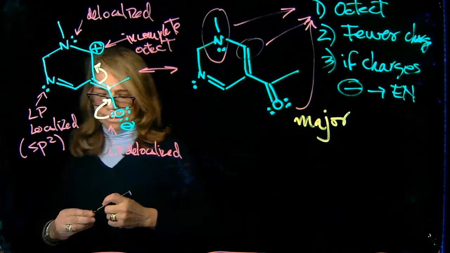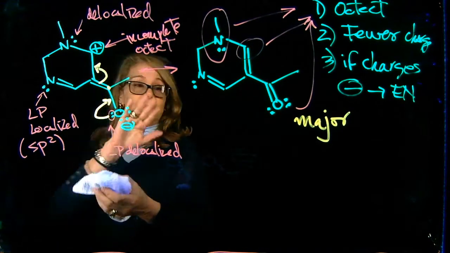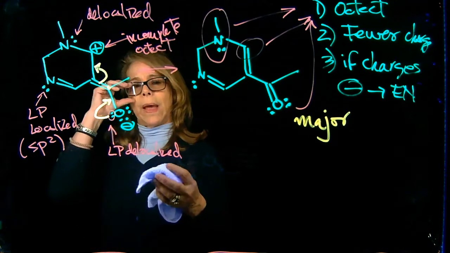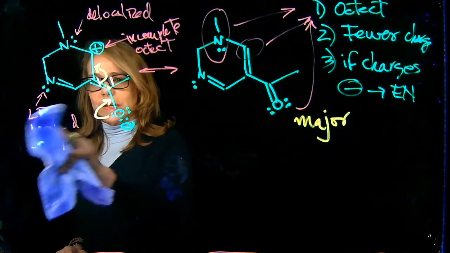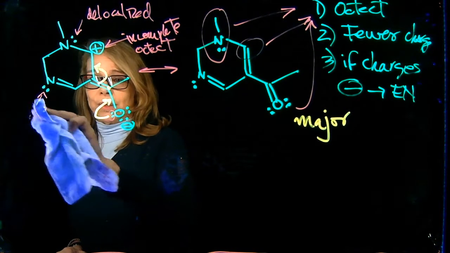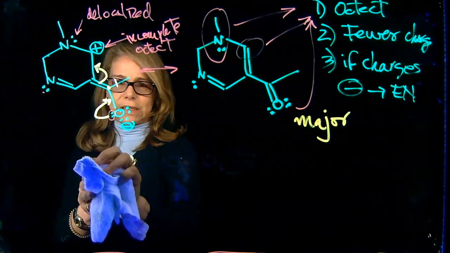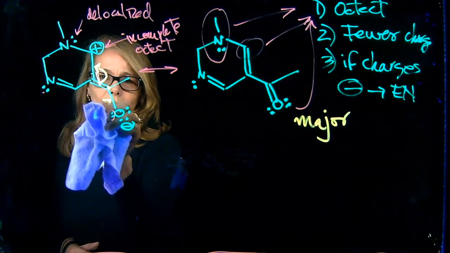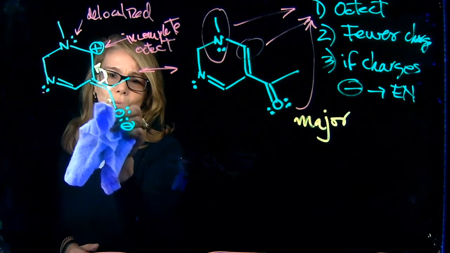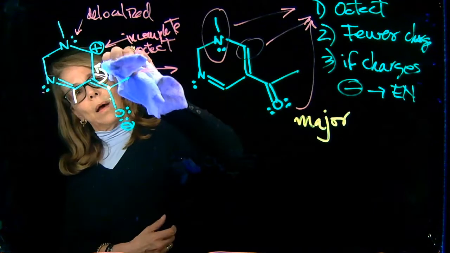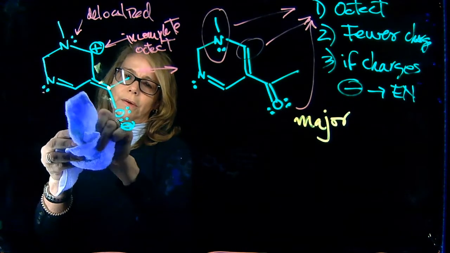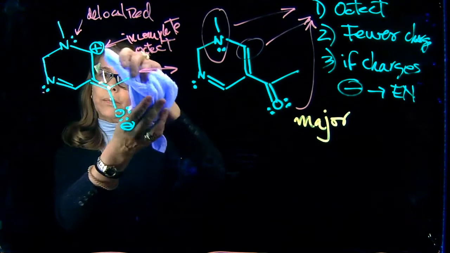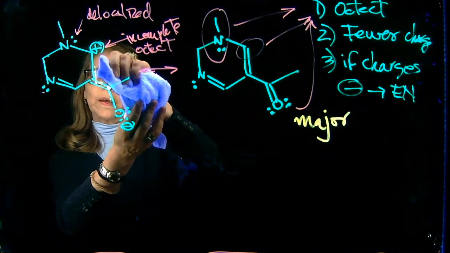So that would be a major contributor to the hybrid. Now I'm going to do something else because this is not the only resonance pattern. And to draw more, I am going to erase this part. Now we know what is localized and what is delocalized. I'm just cleaning this up a little bit and giving you more arrows to think about. But I need to erase the previous ones so as not to make that too confusing.